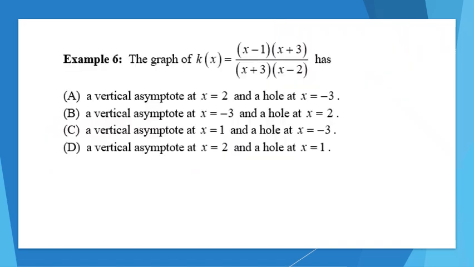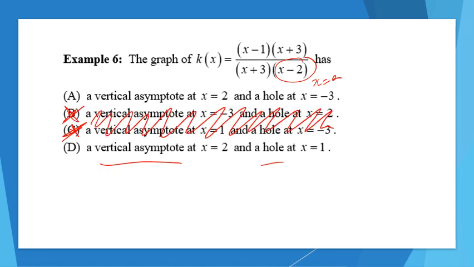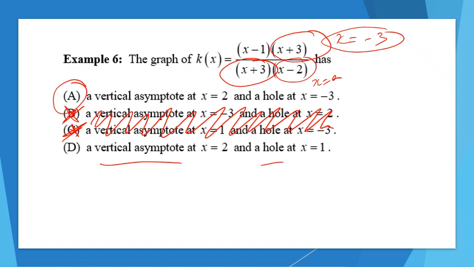All right, so for example 6, we have the graph of k of x as shown, and we want to figure out where there is a vertical asymptote and where there is a hole. There should be a vertical asymptote where the factor is going to be bottom-heavy, and so the only bottom-heavy factor is x minus 2, which is at x equals positive 2. So we can eliminate B and C just from that. Now we want to figure out where there is a hole, and so that's going to be where it is equally or top-heavy, and the only other factor is going to be x plus 3, which is x equals negative 3. And so this should be the hole. So A is the correct answer for example number 6.